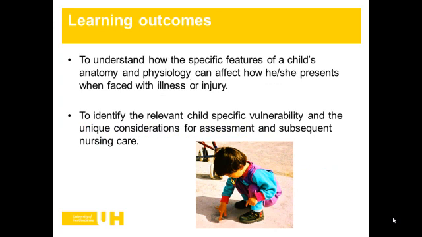The learning outcomes of this unit are to firstly understand how the specific features of a child's anatomy and physiology can affect how they present when faced with illness or injury. And secondly, to identify the relevant child-specific vulnerability and the unique considerations for their assessment and subsequent nursing care.